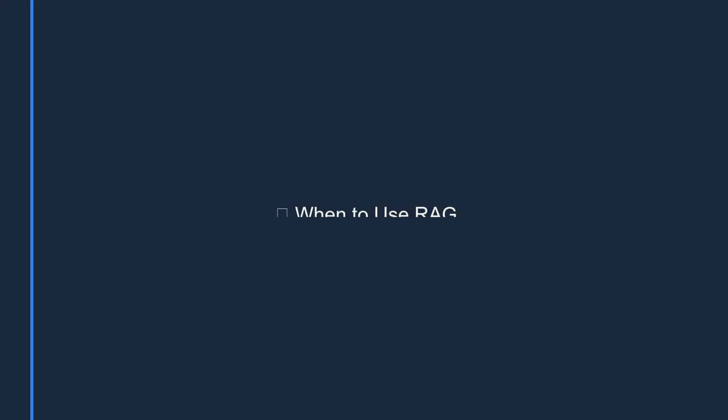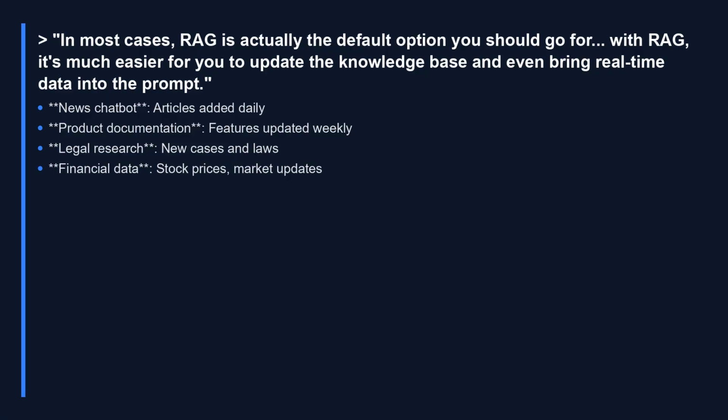When to use RAG? The clearest signal for RAG is when your knowledge changes faster than you can retrain a model. A news chatbot pulling in articles daily, a product documentation system updated every sprint, a legal research tool tracking new case law, a financial assistant consuming live market data. All of these are RAG territory. The knowledge base is the moving part, and RAG lets you update it without ever touching the model. That's a massive operational advantage.